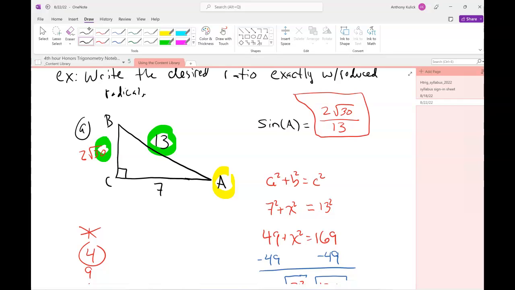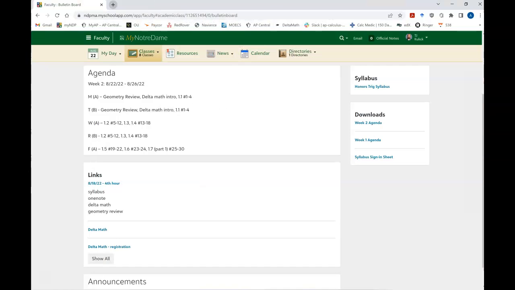We're all right. Okay. Why don't you guys pull out your tablet? We'll take a bit of time here, maybe 30 minutes or so, and work on our little Delta Math assignment. Anything you don't finish on this would be something you could finish at home. So if you pull out your tablet, you go to your My Notre Dame page, log into the bulletin board. What you're looking for is the link on the bulletin board that says Delta Math.